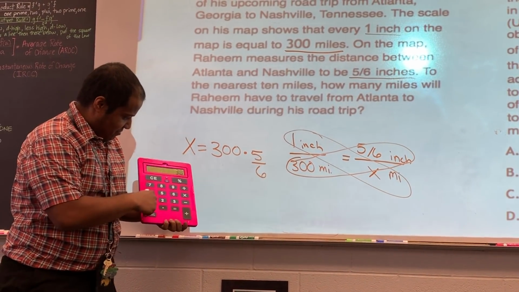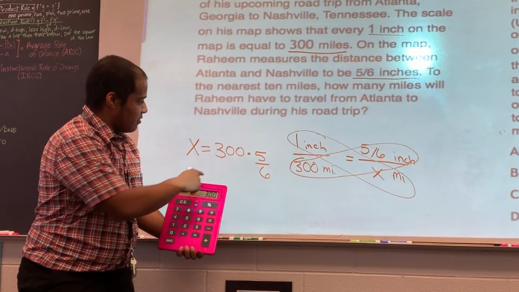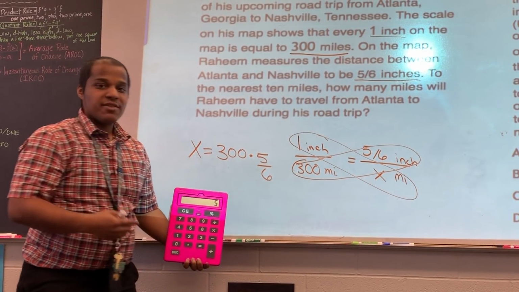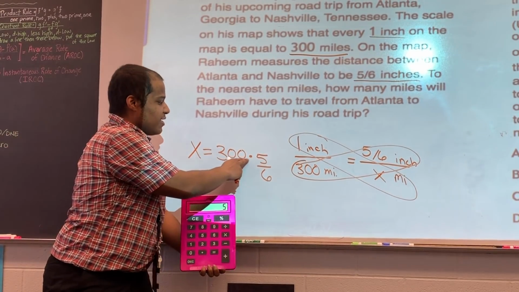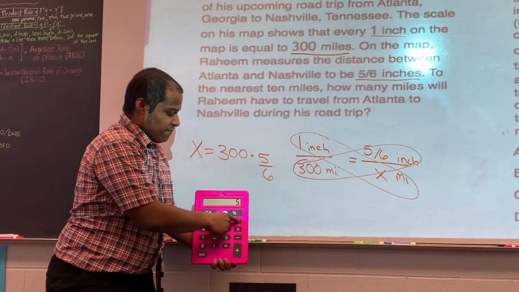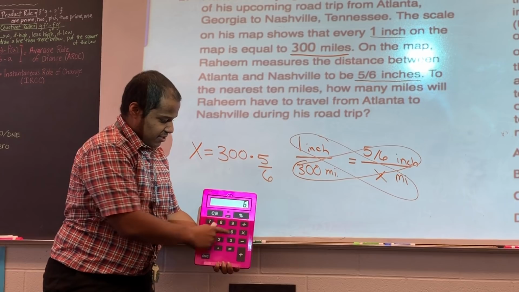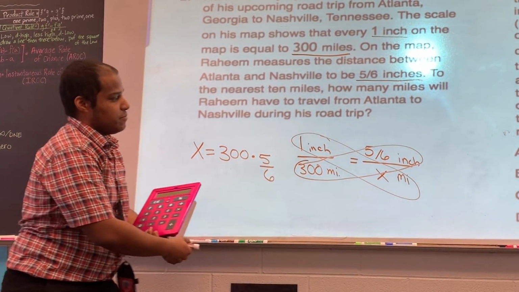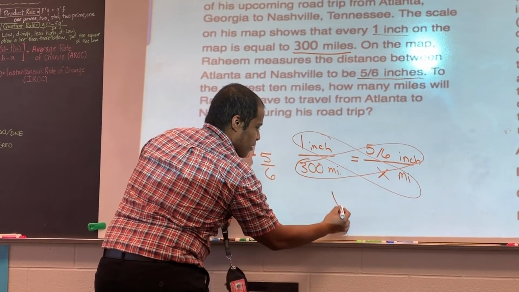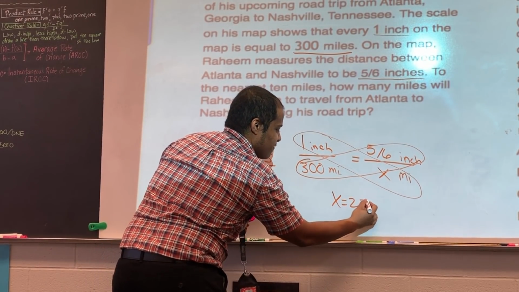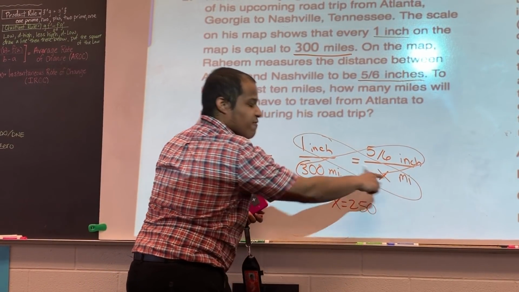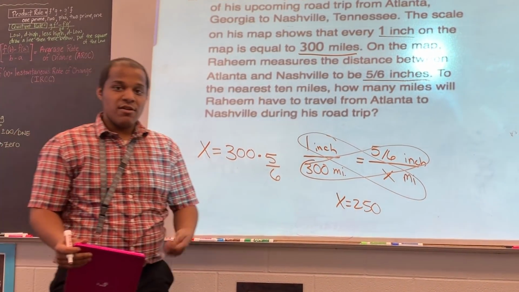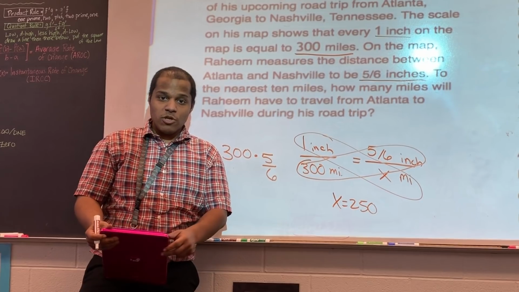300 times 5. Anytime you see a fraction, that means division. So we have 300 times 5 divided by 6. And we find our answer to be 250. X is 250. X was the number of miles away, so we find out that Nashville, Tennessee to Atlanta, Georgia must be 250 miles.